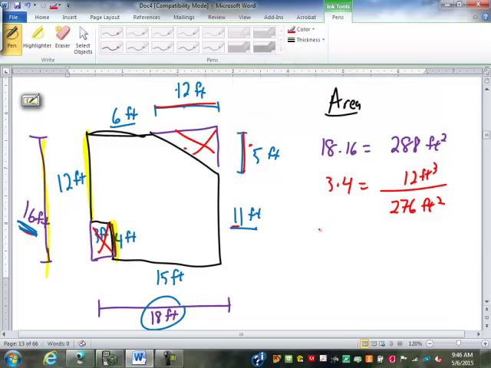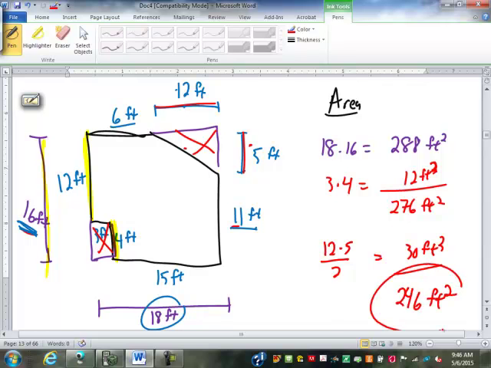Okay, and then we subtract that out. So now this area here is going to be 12 times 5, but I can't leave it like that. It's a triangle, which means I have to divide by 2, which would be 30 square feet. So minus the 30 is 246 square feet. And that's your answer? That's our answer. That's the area after those pieces have been subtracted.